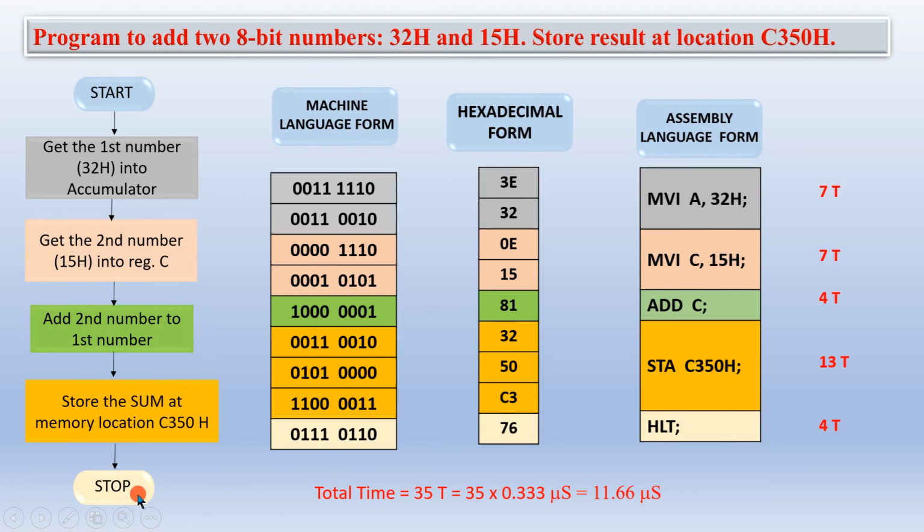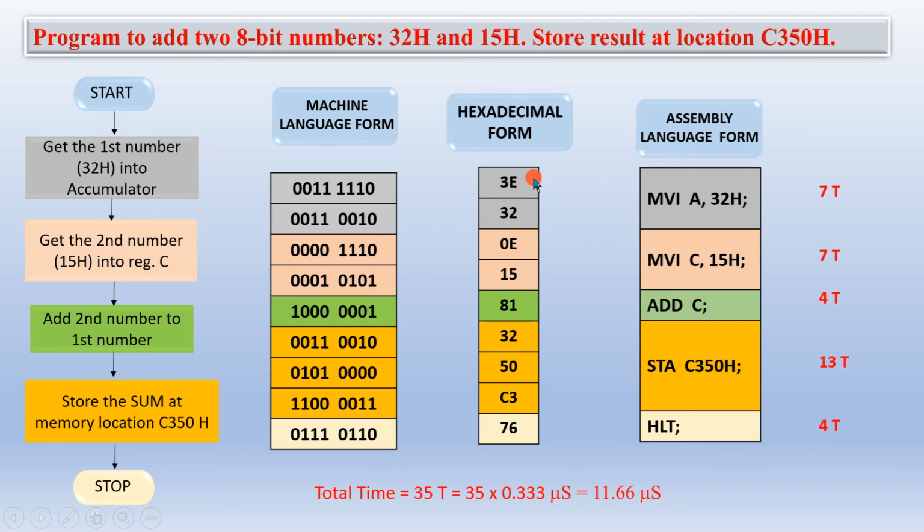And the last is stop. For stop, the assembly code is HLT. In hexadecimal, it is 76. In binary, it is like this. Okay, so this diagram actually illustrates all the steps involved in the programming, and how the program looks like in a RAM is like this, and how you can write this on paper using the assembly codes or mnemonics.